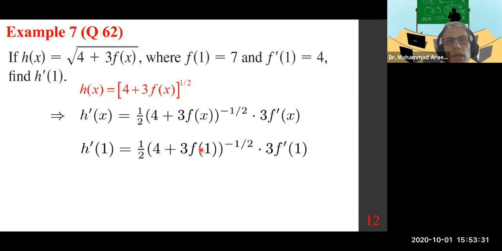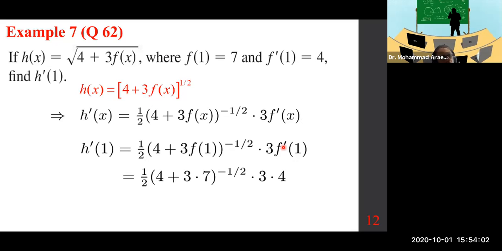F of 1 is 7. So this one is 7. 4 plus 3 times 7. 3 times 7 is 21, and 4 is 25. To the power of negative 1/2, that means take a square root underneath, which becomes 1 over 5. In essence, this is 1 over 5. And 1/2 times 3 gives us 3 over 2, times f prime of 1. F prime of 1 is replaced with 4. So let's do the replacement, everybody.